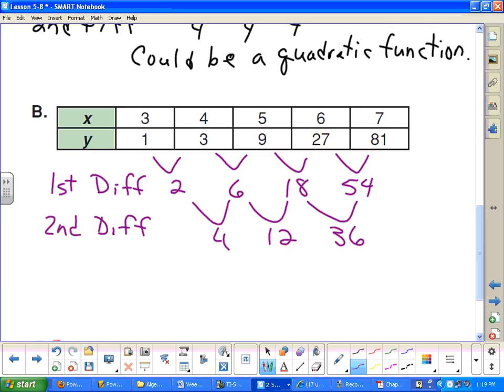Because you said they're multiplied by 3, what kind of model should it be then? Not cubic. It's exponential, because the constant ratios are all equal to 3. So this is not quadratic, because the second differences are not the same. If you immediately see that you multiply by the same amount each time, then you know right away it's not going to be quadratic.